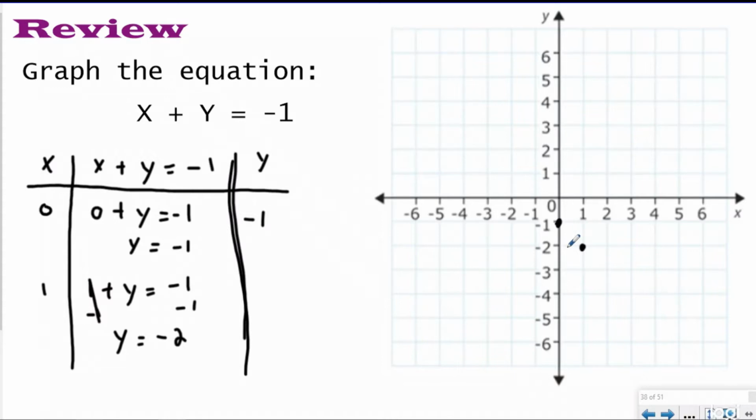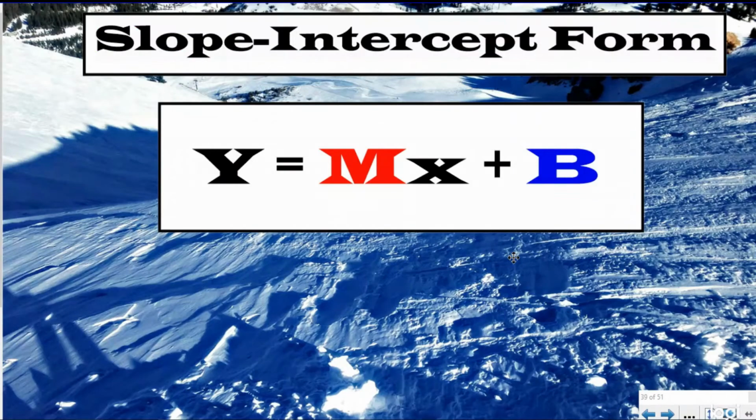So how could we make this a little bit faster? Let me introduce you to your new favorite linear equation. Drum roll, please. The slope-intercept form. This is a linear equation written in a very specific way, okay? y equals mx plus b.